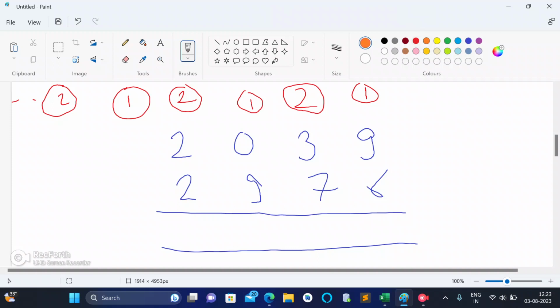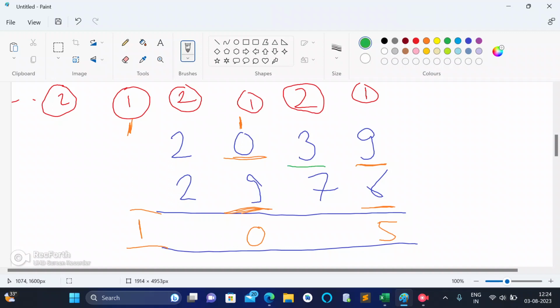Now I will write this sum in two colors, one in orange and the other in green. First, 9 plus 6 is 15, so I will write 5 here, and the carry will go to the next section. Now I come to this section, 0 and 9. 9 plus 1 is 10, so I put 0 here, and this 1 will copy down to get 1 here.